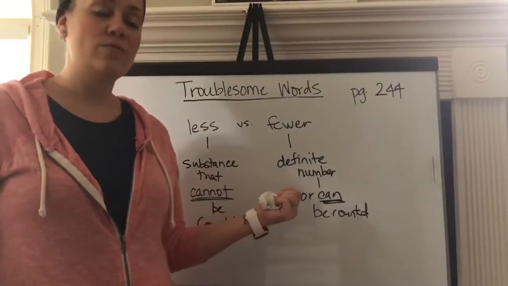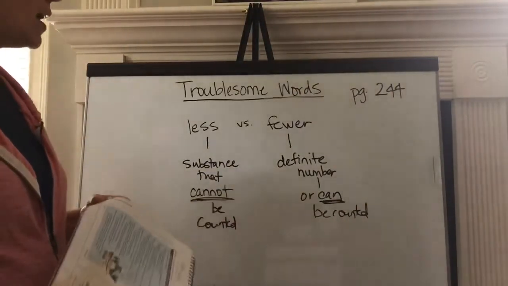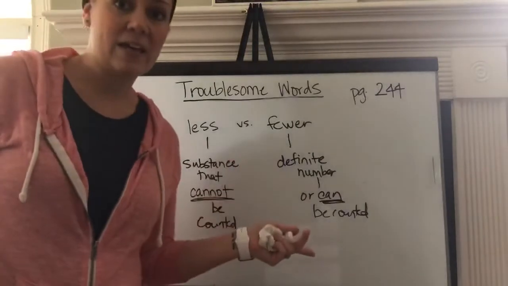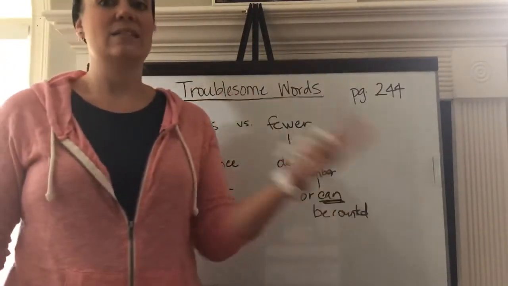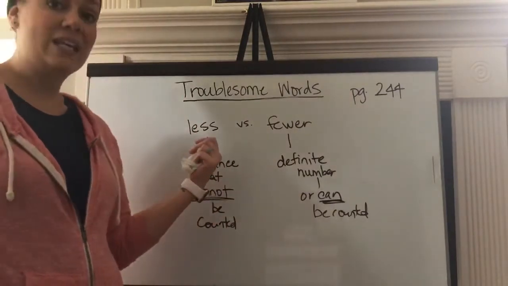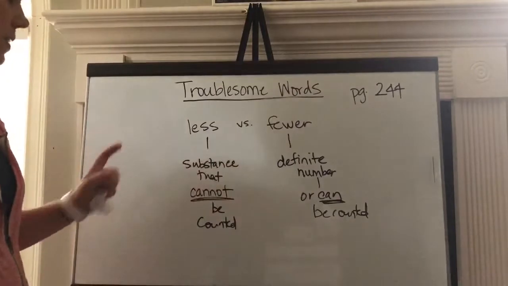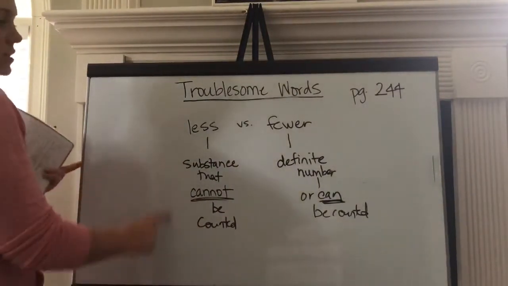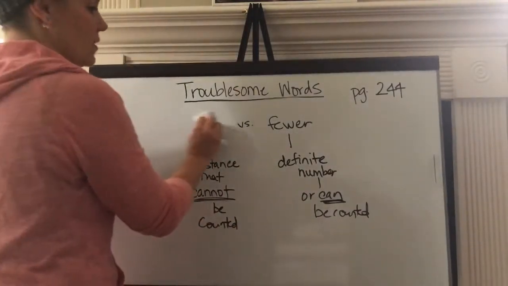But things that we can count are fewer. Your book gives eggs. She used fewer eggs in the pie than in the cake, because we can count the number of eggs. You wouldn't say that she used less eggs in the pie than in the cake because we can count them. We would say fewer, okay? And so make sure you pay attention to those because there's going to be lots of examples about those. This one is we cannot count, and this one we use when we can count or a definite number of something.